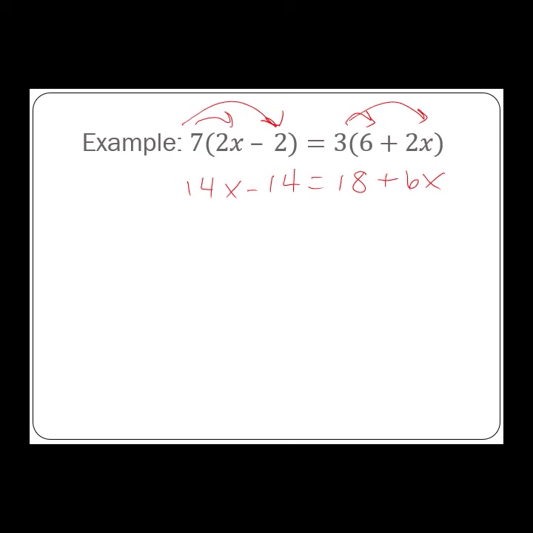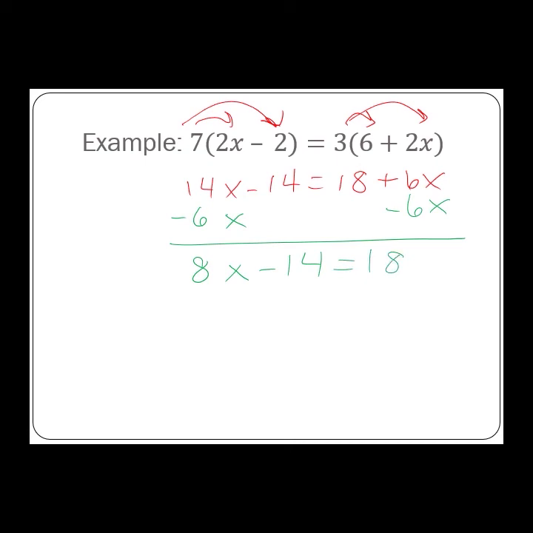And in fact, you could add 14 to both sides, subtract 6x, subtract 14x. You have a bunch of different choices you can make. I like to, when I can, move the smaller x term, so it keeps things positive, hopefully. 14 minus 6 is 8x minus 14 equals 18.